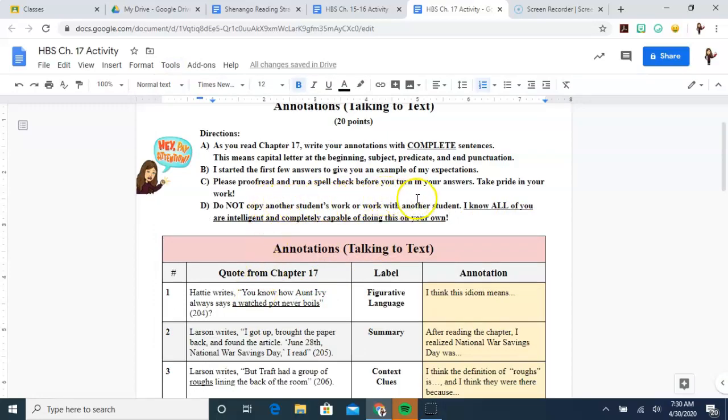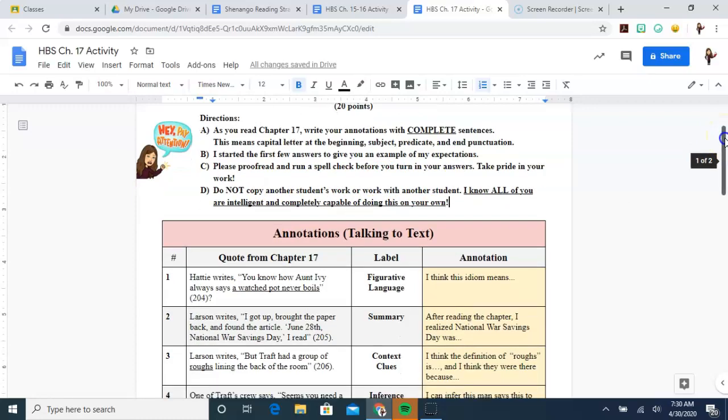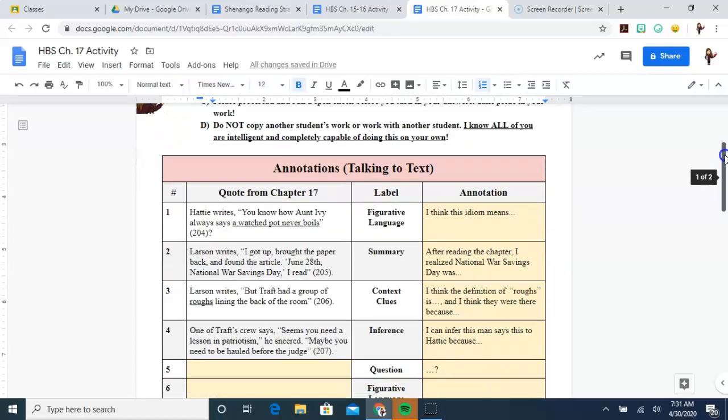Do not copy another student's work or work with another student. You guys are all capable of doing this. Talking to the text, there's not one single correct answer, so I want to know what you're thinking when you're reading the text. I don't want to know what your classmates are thinking when they're reading the text.